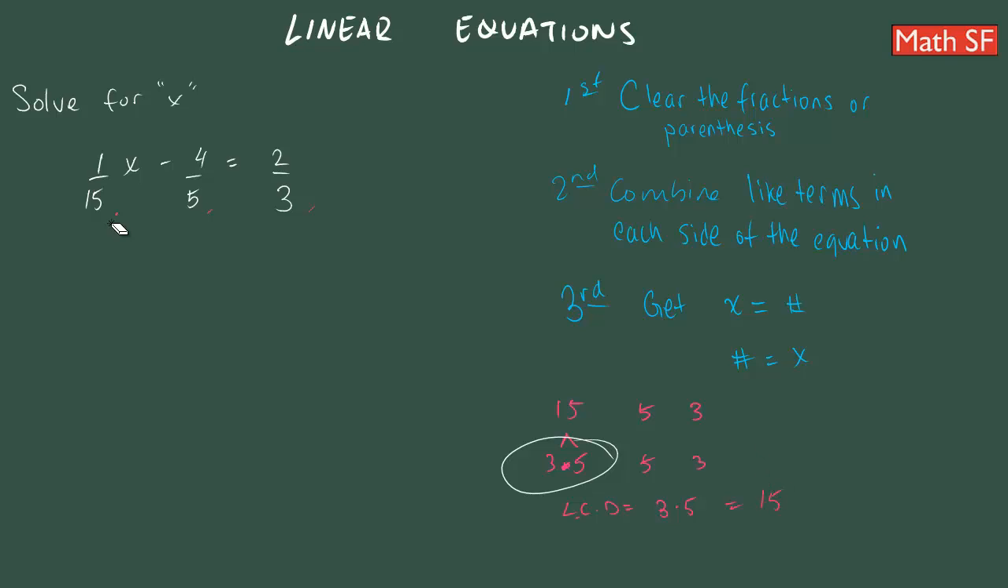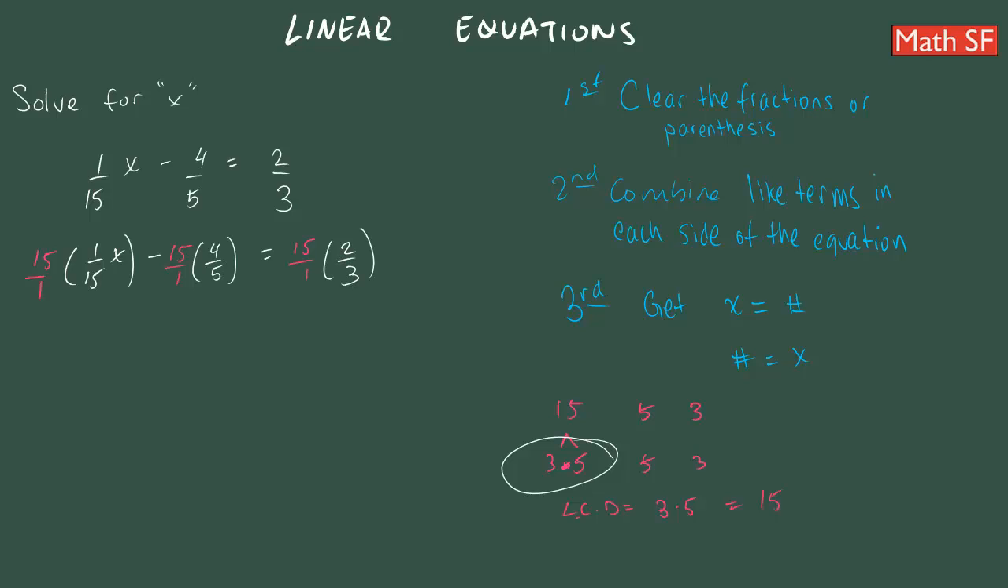So to get rid of the denominators, we need to multiply by the L.C.D. every single term. This is 1 term, 2 terms, and 3 terms. So let's get rid of them. 15 over 1 times 1 over 15 x, minus, well, we need to multiply it times 15 as well, 15 over 1 times 4 over 5, equals 15 over 1 times 2 over 3.